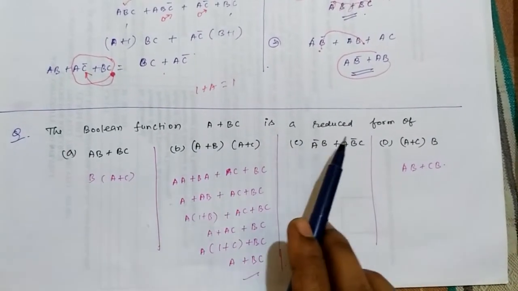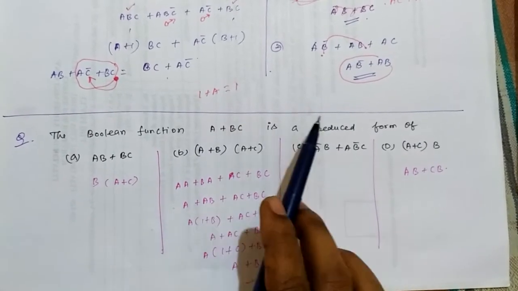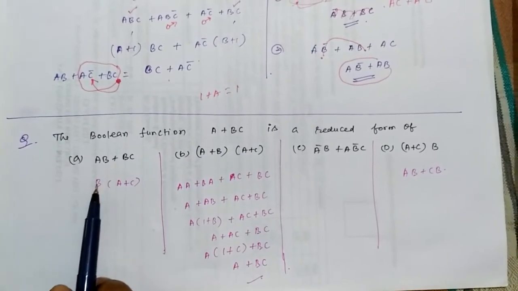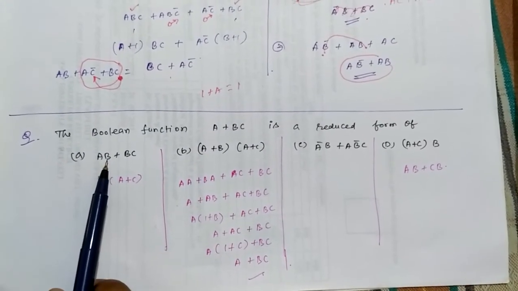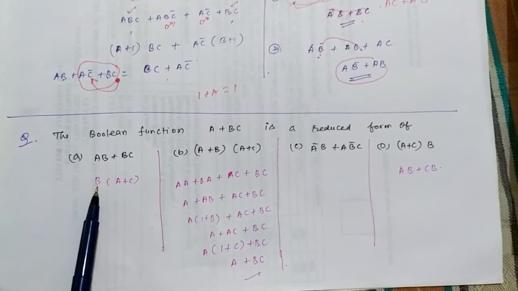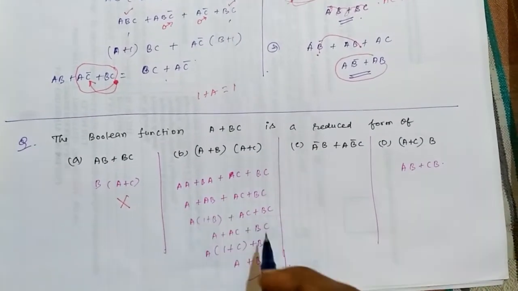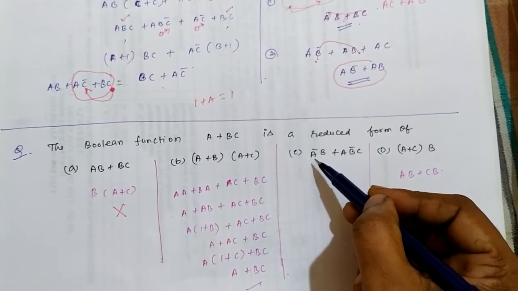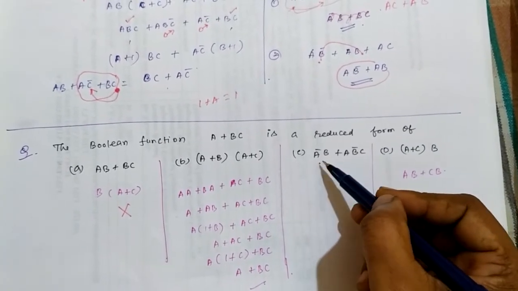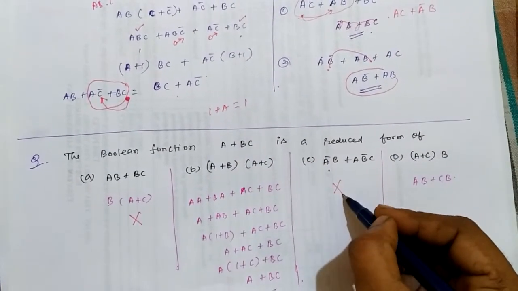Now the next problem, the Boolean function is A plus BC, the choices are given. A plus BC is a reduced form of what? Now see, among the four choices, if you take B outside, B of A plus C, so this is not the case. Now here we have A bar coming, but in the result we do not have any A bar, so this is not the case.